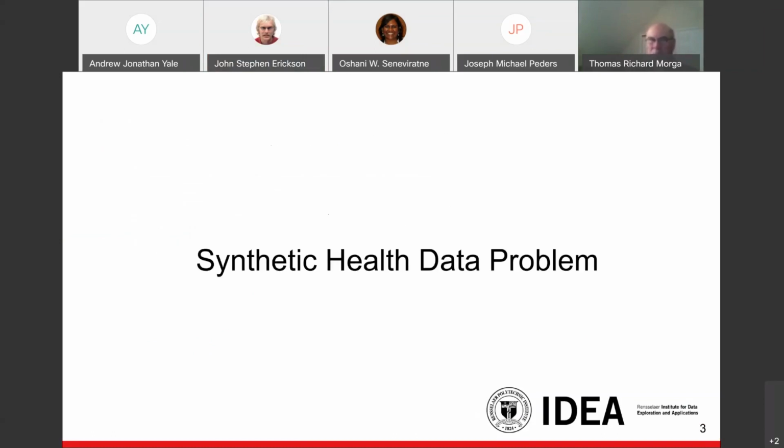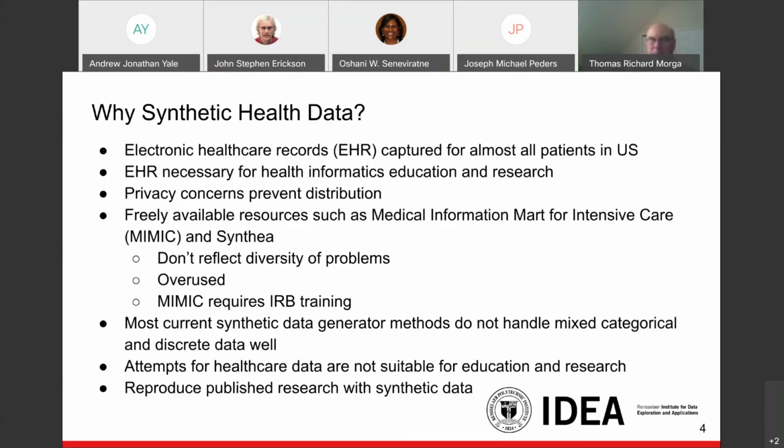So, the synthetic health data problem. Why are we focused on synthetic health data? Electronic healthcare records, or EHR, are captured for almost all patients in the US, and EHR is necessary for health informatics, education, and research as well, but privacy concerns prevent distribution. Laws like HIPAA and GDPR exist, and this is for good reason.